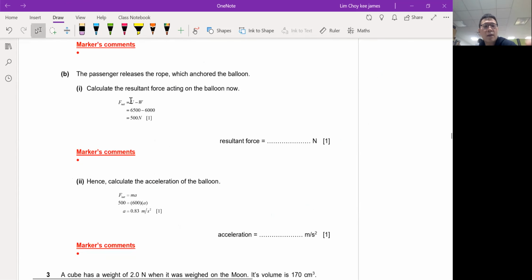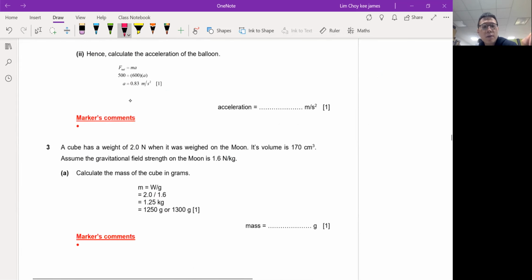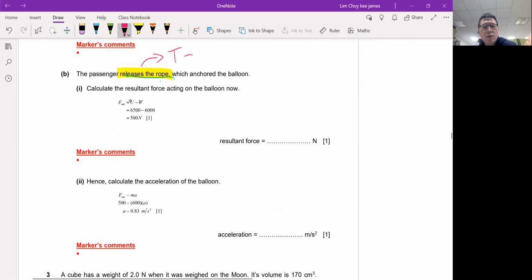Now, the question says I cut the rope. The moment I release the rope, what does this information tell me? It means the tension in the rope, the symbol used being T, will be 0. So instead of three forces just now, where we have one upward force, one weight and a tension.